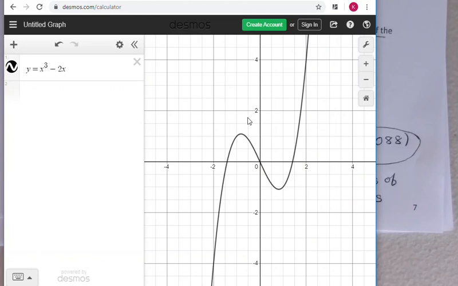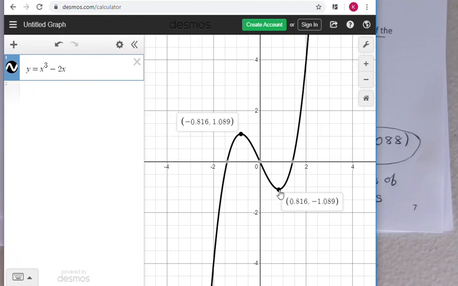You can clearly see right here where the graph actually has a maximum, right? There would be a horizontal tangent line. And the same thing down here. Now notice that the y value here is actually 1.089. That's probably a little bit more accurate. I plugged in the decimal approximations, 0.816, rather than the exact value of square root 2/3. So their 1.089 is probably a little bit more accurate than my 1.088.